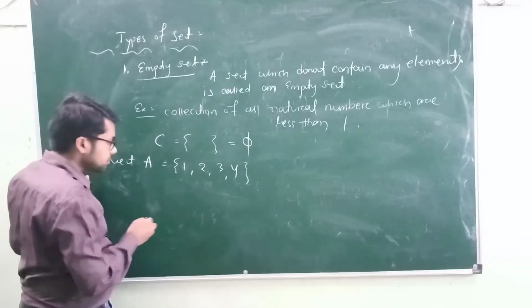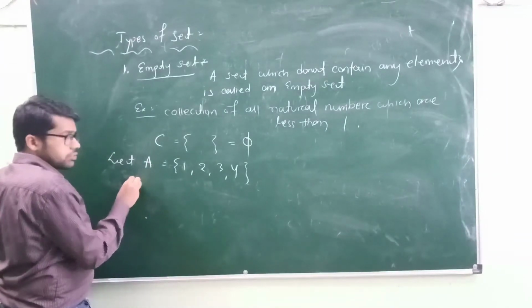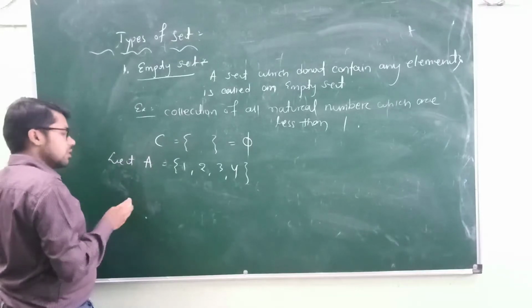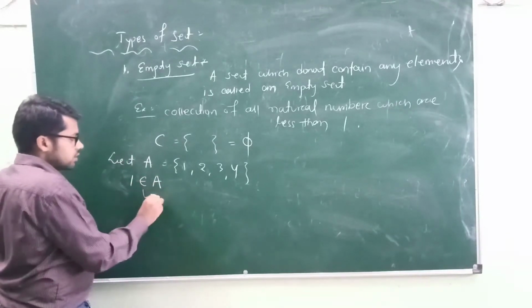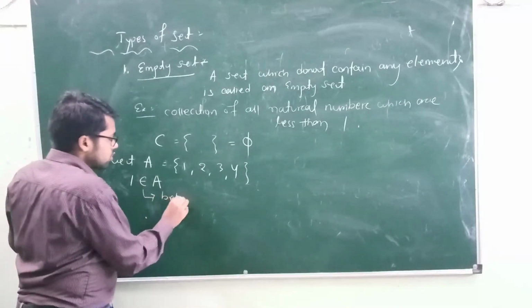See, so that's why we use a mathematical term, that is belongs to. 1 belongs to A. This is termed as belongs to.